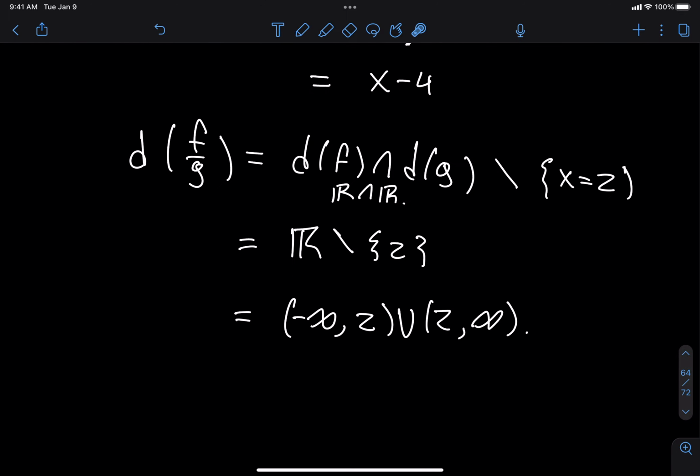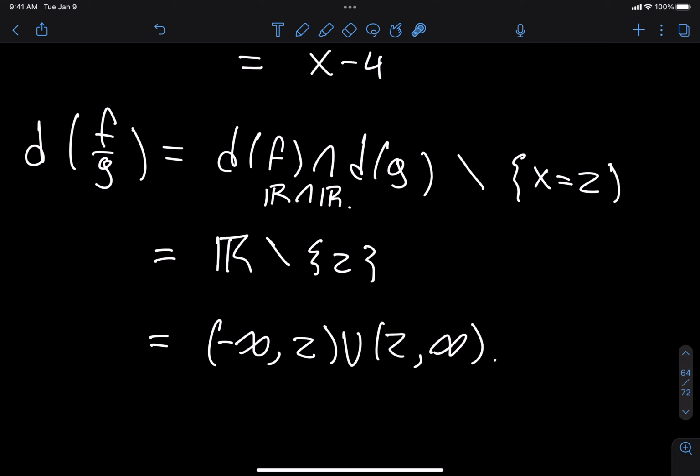So I wrote it in some kind of crazy notation here. Let me just remind you what this means. D of f was what I was writing for domain of f. D of g was what I was writing for domain of g. So I wrote R and R for both of those, okay? And then I did this symbol. This symbol means set minus, okay? So this is the way I take things out of a bucket.